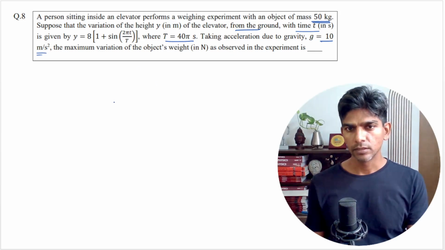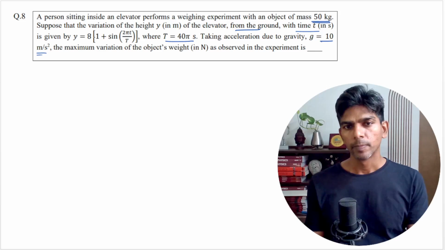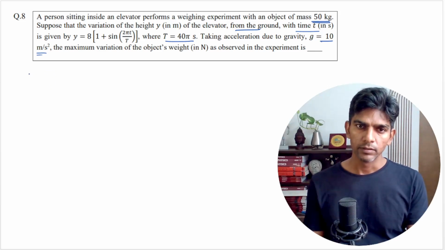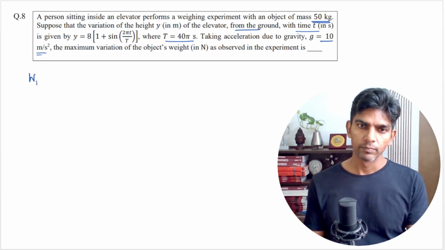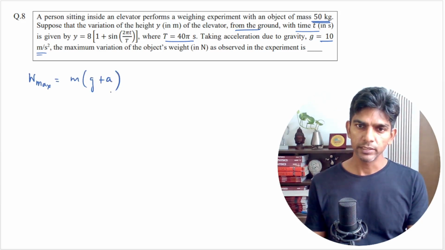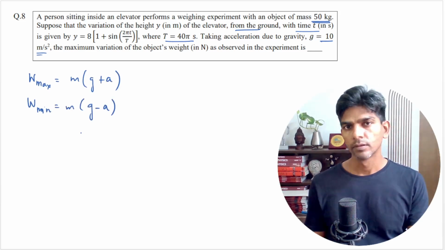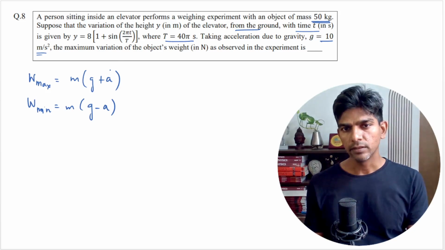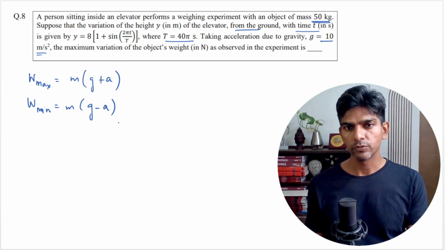Right, so let us try to find the variation. So here we know that the maximum weight will be m times (g plus a), and the minimum weight will be m times (g minus a). Okay, so let us find the acceleration of the lift. So we have to double differentiate y with respect to time.